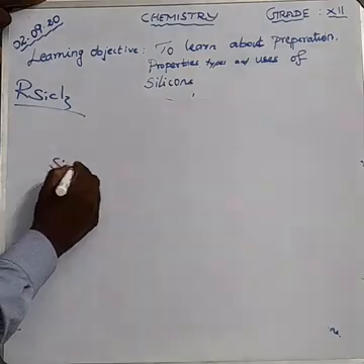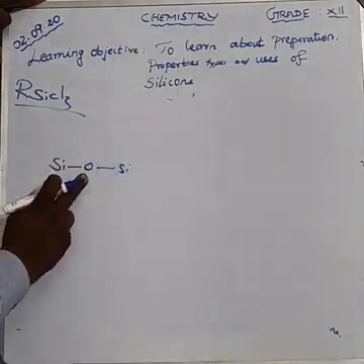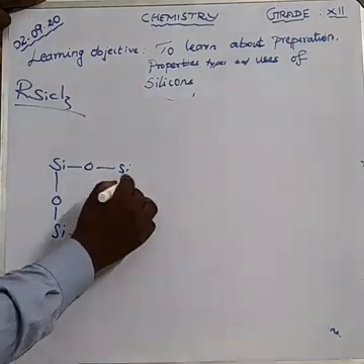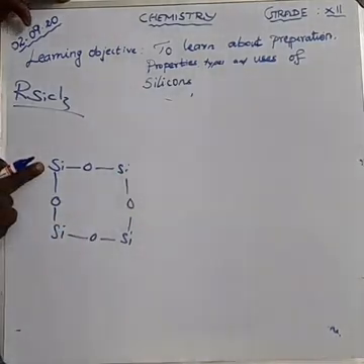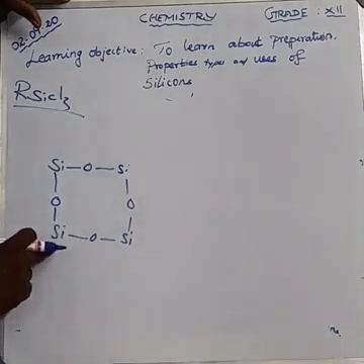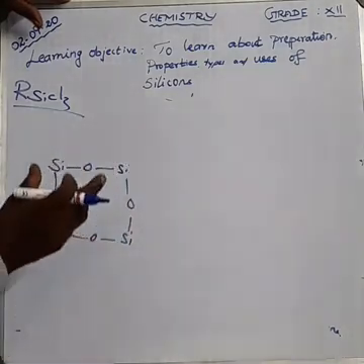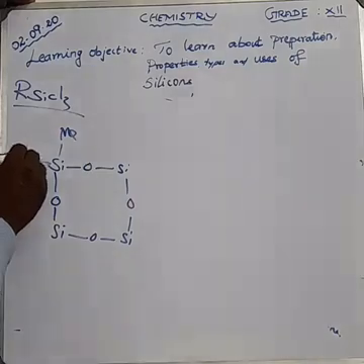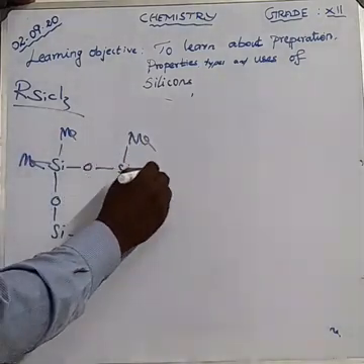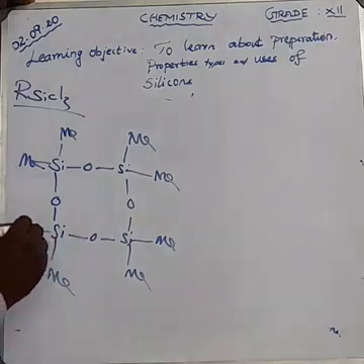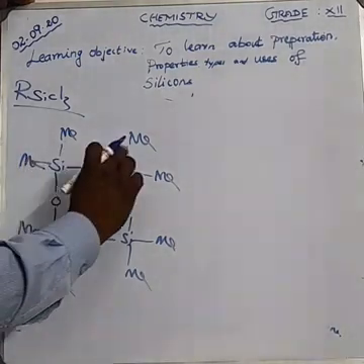Start with Si, O, Si. Silicon, oxygen, silicon, oxygen, silicon, oxygen, silicon, oxygen. Each oxygen atom is attached to silicon like that. Next, we are adding methyl groups. To each silicon we add two methyl groups, one methyl group, second methyl group, like that. Can you write it? This is a square shape.